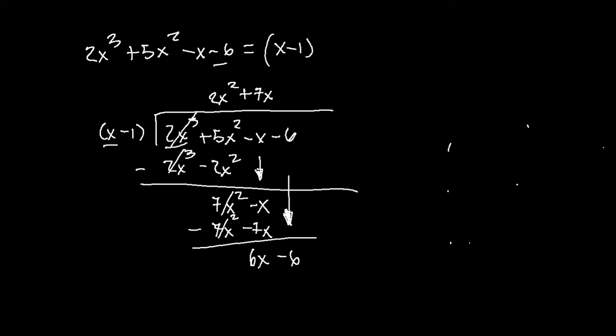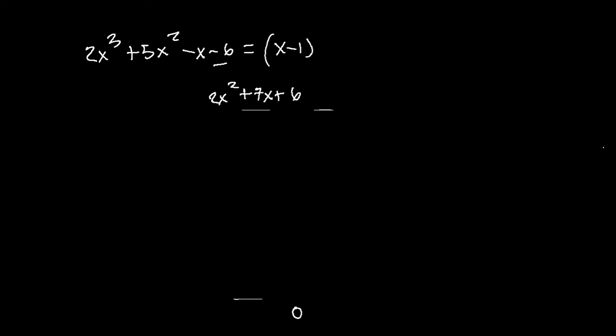6x divided by x is 6. And 6 times negative 1 is negative 6. If we subtract that, we arrive at a remainder of 0. That means that we prove that x minus 1 is indeed a factor of our function. And now, we're left with a new equation. Notice that we just factored our original equation into two factors, but this term can still be factored out more.